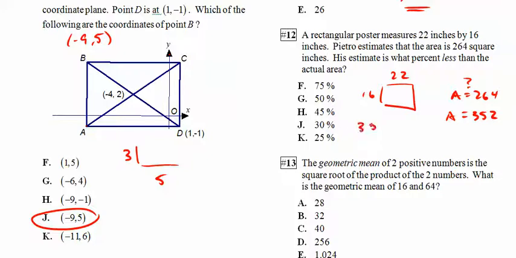So subtract them, 352 minus 264, and then divide by 352, make it a percentage. So that's 88 over 352. Looks like it's about 25%.